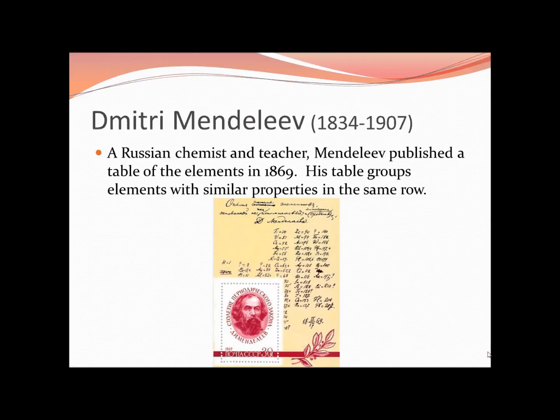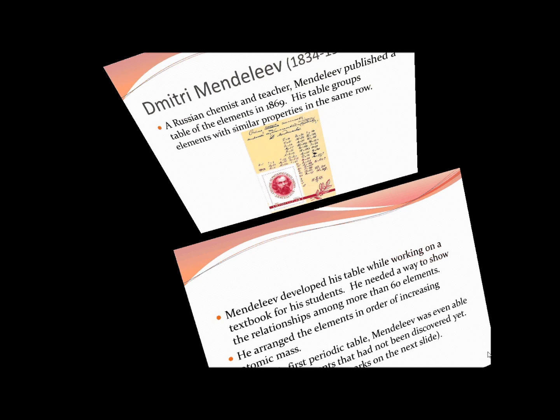Dmitri Mendeleev is the next guy, and he published a table of elements in 1869. He organized it by putting the elements with similar properties in the same row. And so pictured is a mock-up of what his periodic table looked like, his classification.